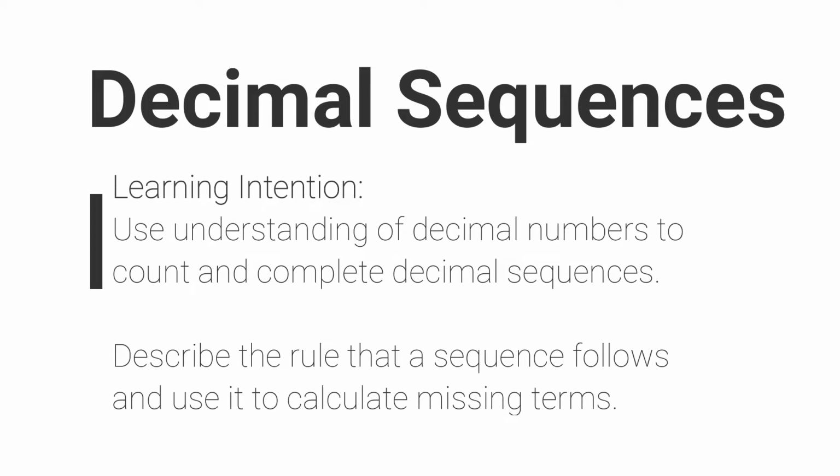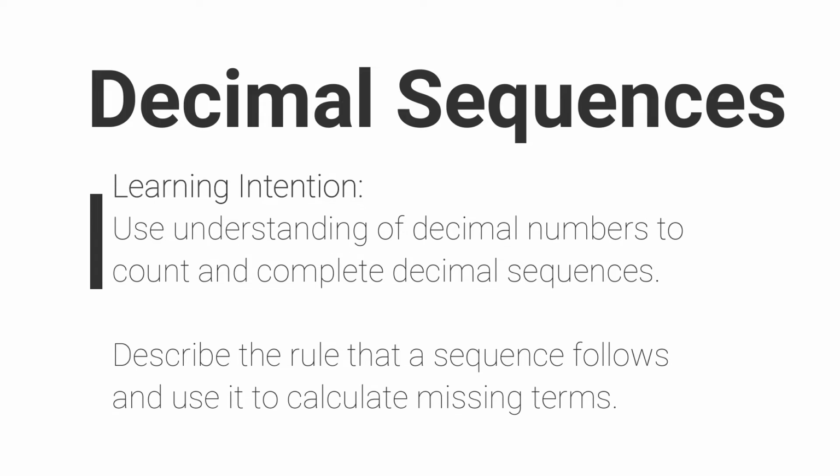We have two learning intentions. The first is to use our understanding of decimal numbers to count and complete decimal sequences. So that just means we're going to get a pattern and we have to continue that pattern. Our second intention is to describe the rule that a sequence follows and use it to calculate missing terms. So that just means we'll be shown a pattern and we have to figure out what it is counting up by or what it is counting down by. And then once we know that, we can fill in the missing numbers in that pattern.